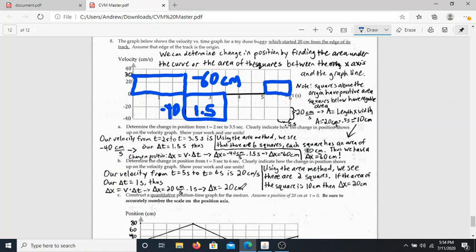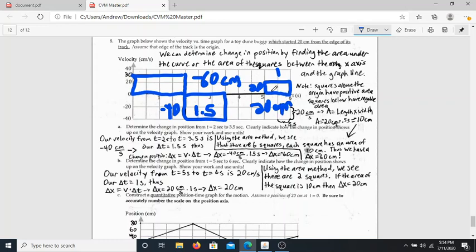Part B says determine the change in position from 5 to 6 seconds. Okay? Same idea. It wants you to figure out the change in position of this little section right here. All right? Now, once again, you can do it either way. You can do it the way where you use the formula and calculate delta x. You can also do it where you literally find the area of that little rectangle right there. All right? Either way works fine. If we do the area method, we'll see that the length of this side would be 20. The length of this side would be 1. So the total area of that little section would be 20 centimeters.